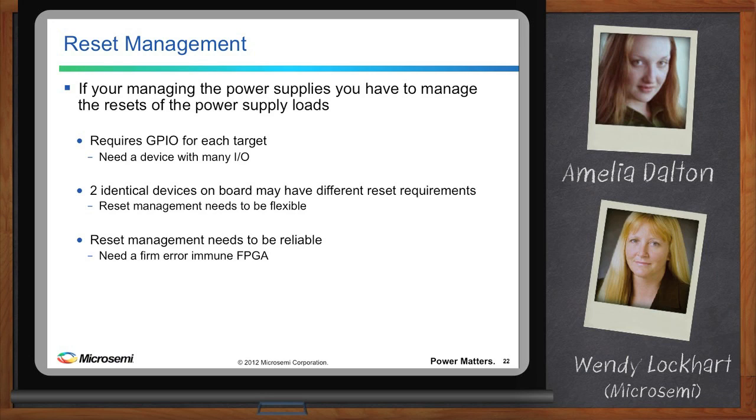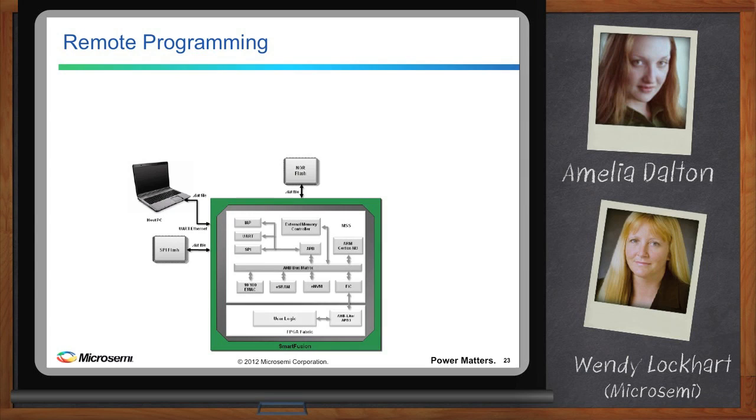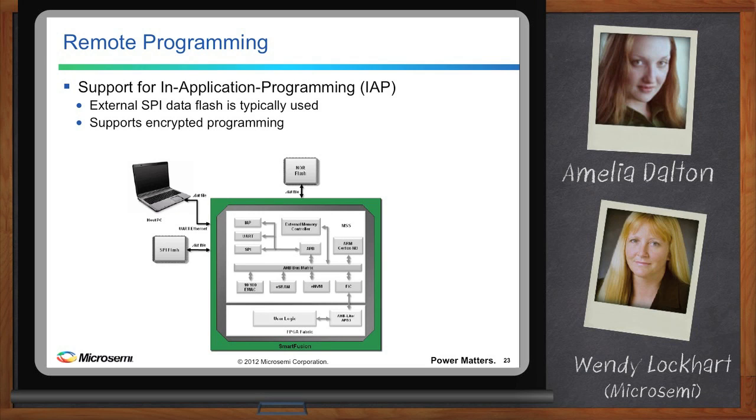Are there any other system requirements in high availability systems that we haven't discussed? Yes, one of the requirements for this type of system is the ability to support remote updates. And since the MPM solution is based on the SmartFusion device, IAP or in-application programming is fully supported. This helps reduce total cost of ownership and reduce maintenance costs. By monitoring and logging data in one system that has failures, the remaining systems can be reconfigured remotely when a solution is identified. So Wendy, you mentioned something earlier about firm errors.